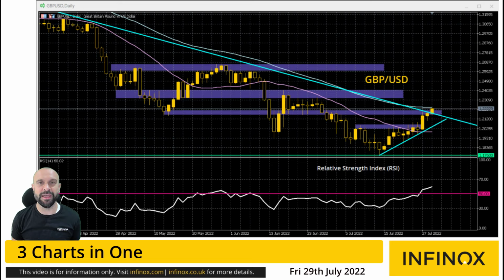We've got some big turnarounds in the wake of this Fed meeting. We're looking at the cable chart for sterling dollar moving higher. We're also looking at a rally on gold and also NASDAQ 100 futures.